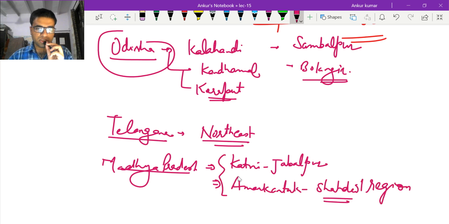See, both regions, Katni, Jabalpur as well as the Amarkantak region, both are in hilly areas, both are upland, plateau and hilly areas. So naturally there will be bauxite reserves here too, right?